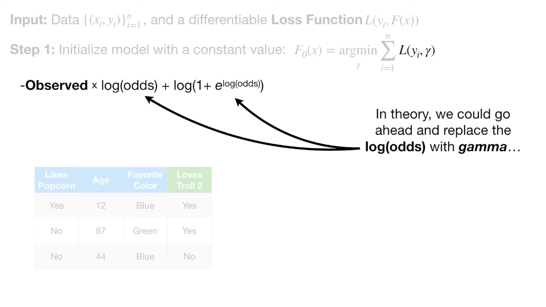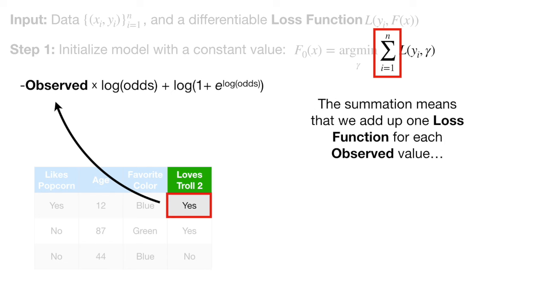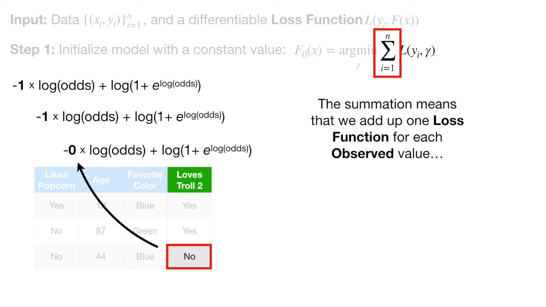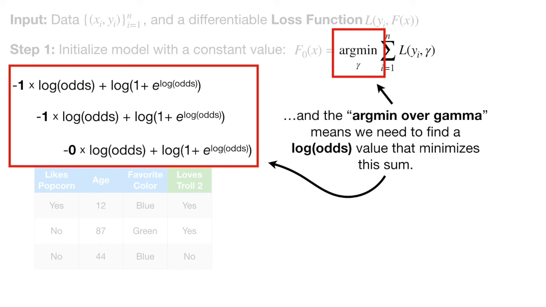In theory, we could go ahead and replace the log odds with gamma. But it's actually easier to see what's going on if we leave the log odds in and remember that it represents gamma. The summation means that we add up one loss function for each observed value. And the argmin over gamma means we need to find a log odds value that minimizes this sum.